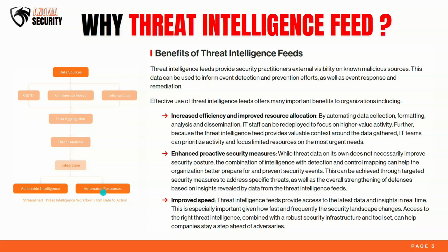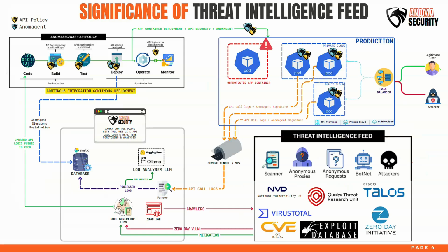So based on this analysis, the alerts or warnings, I mean the events, can be triggered to patch the application, or an email notification can be sent to the security team or development team. So this is how the intelligence feed works. We'll also look into the individual steps in the further slides. So let us move on to the next.